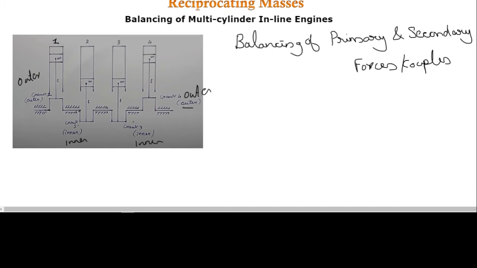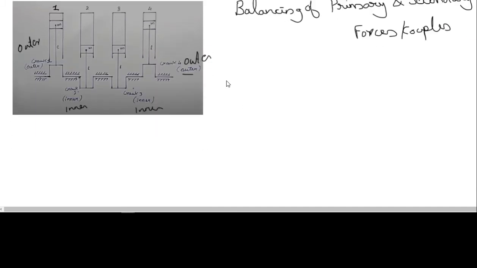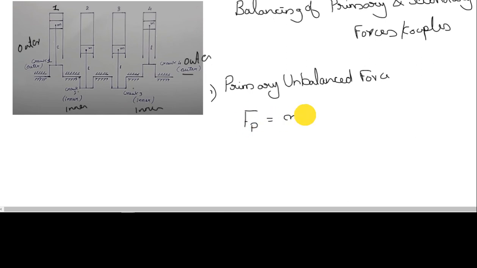So if you remember from yesterday, we know the primary unbalanced force acting on a reciprocating engine. That will be Fp, and it is m r omega square cos theta. Theta is the crank angle.